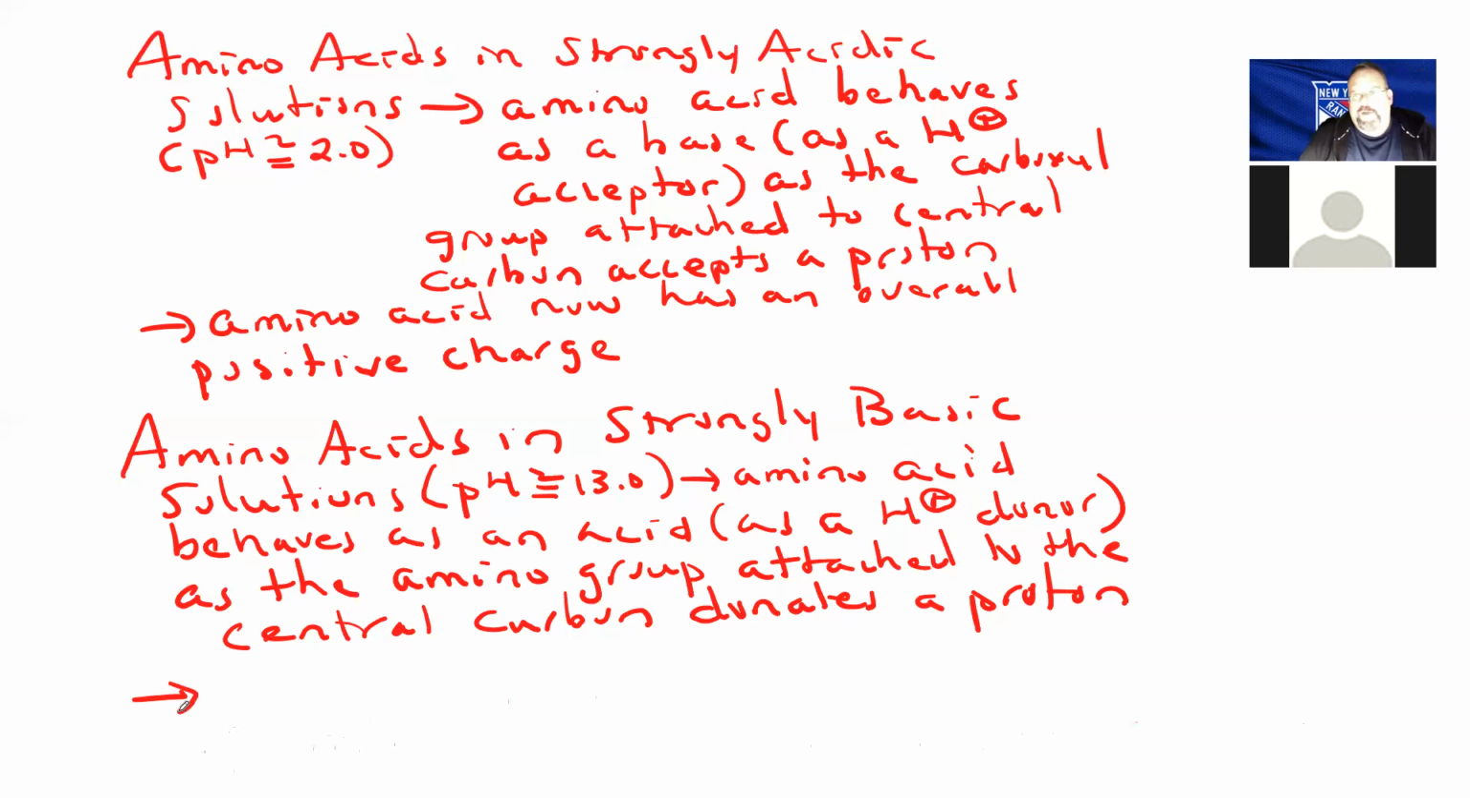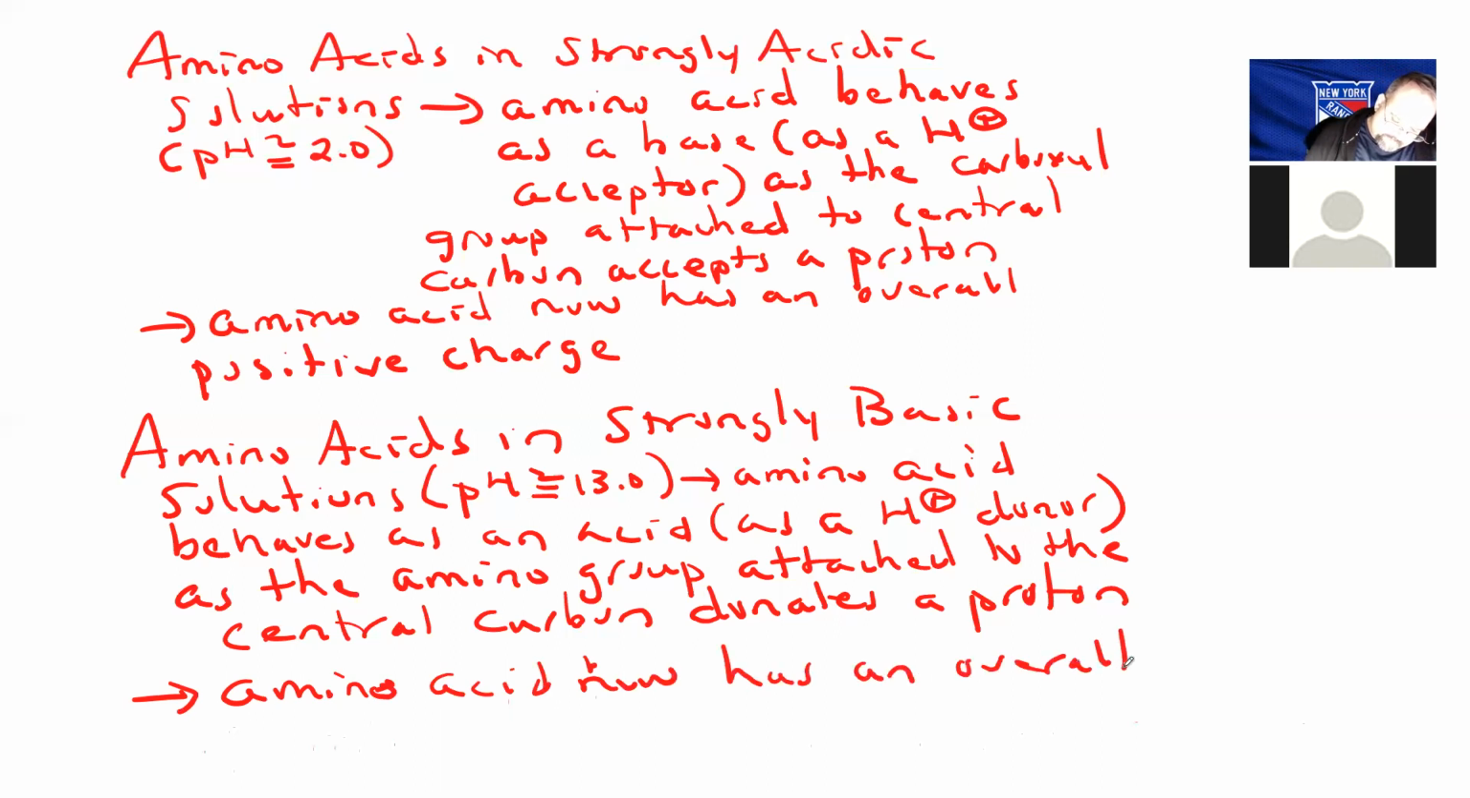No matter what type of amino acid that you're dealing with, no matter what class it is, the amino acid now has an overall negative charge. Okay. And when I say overall negative, and when I said overall positive, in most instances it's +1, -1, but there are some examples. Let me just try to think off the top of my head.